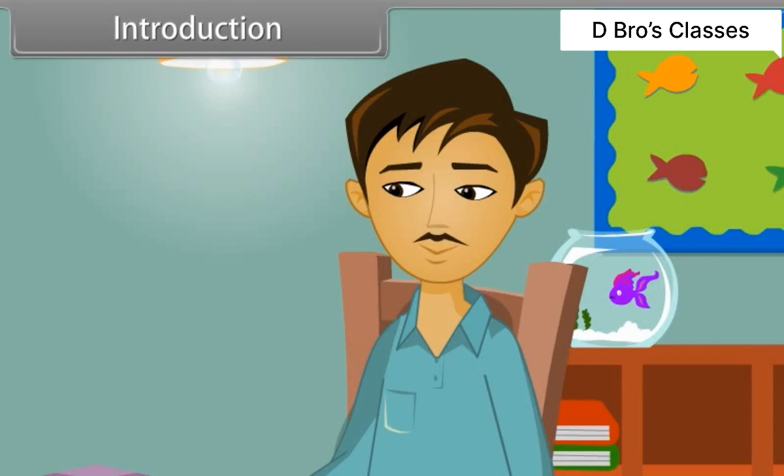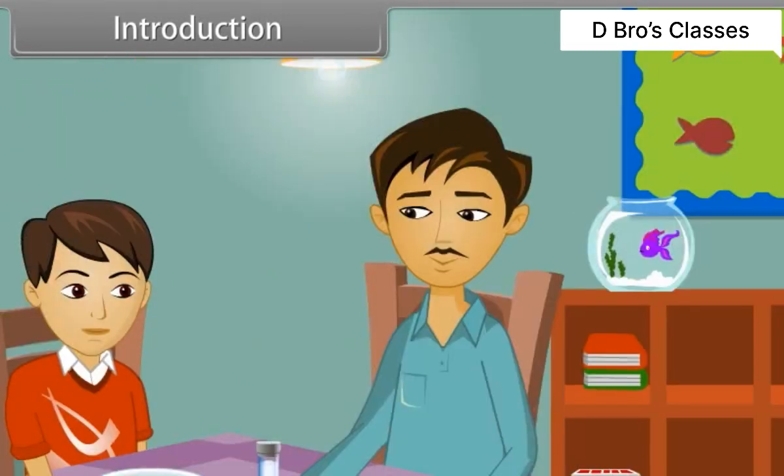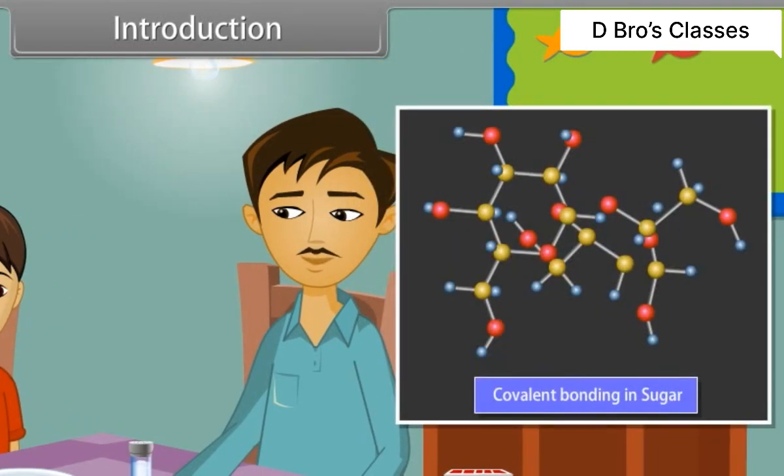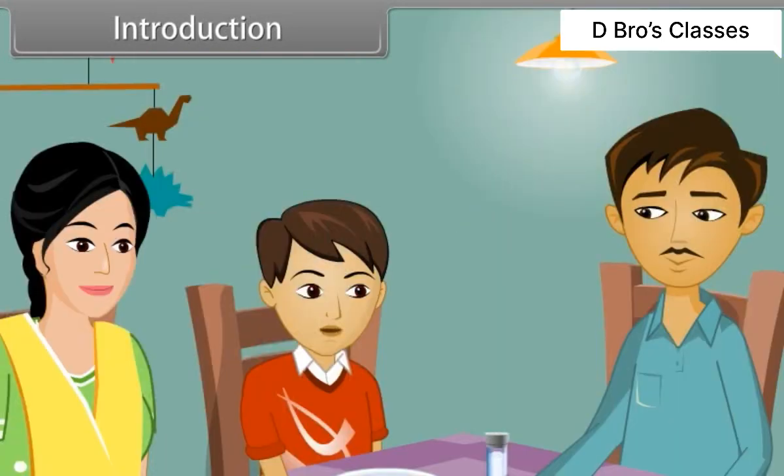Okay, so tell me, why the sugar and salt particles have different structures? Maybe due to different constituent particles? Son, your answer is right but not appropriate. I will tell you. Every structure depends upon the nature of chemical bonding between them. In sugar, there is covalent bonding in the molecules, whereas in salt, there is ionic bonding in the molecules. Okay, Father. I got the reason and I want to know some more about that.